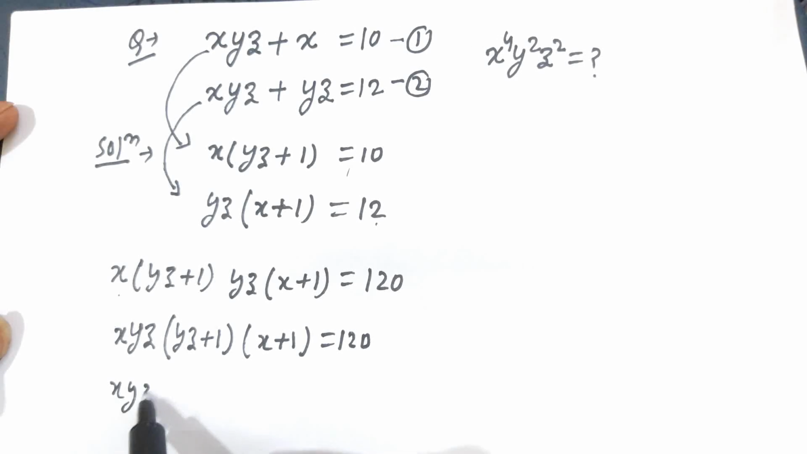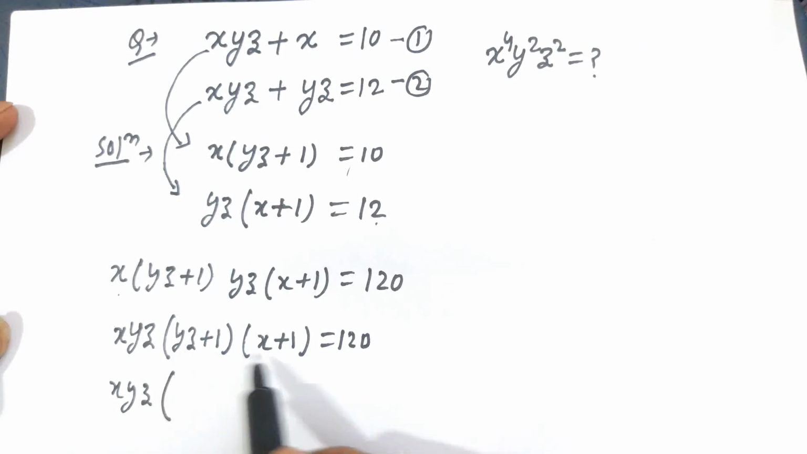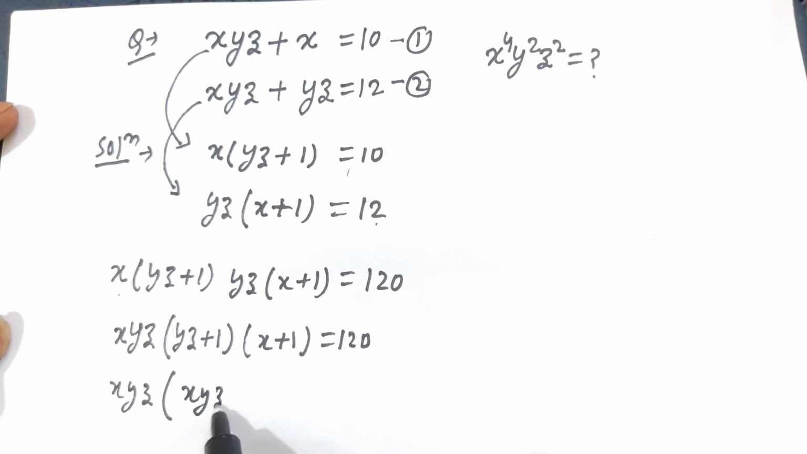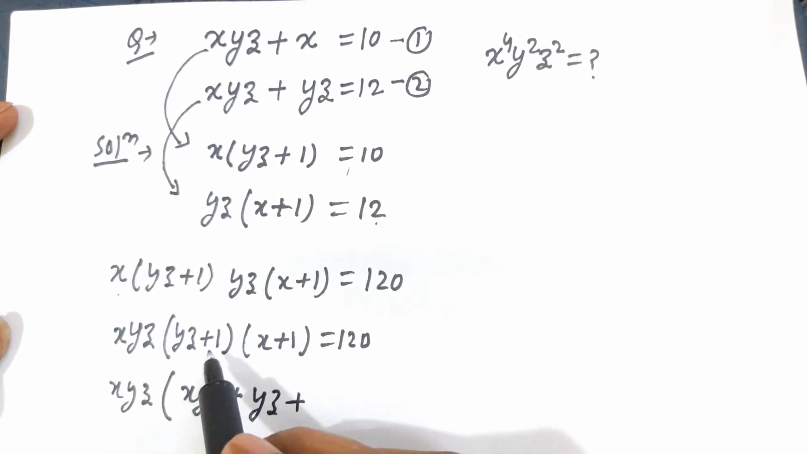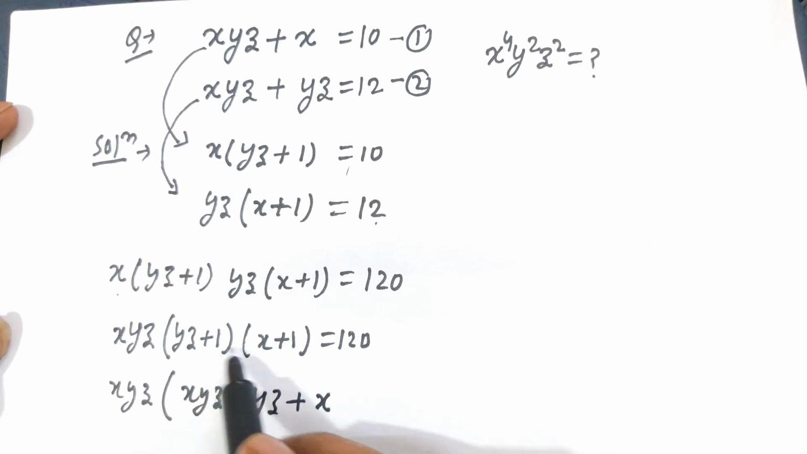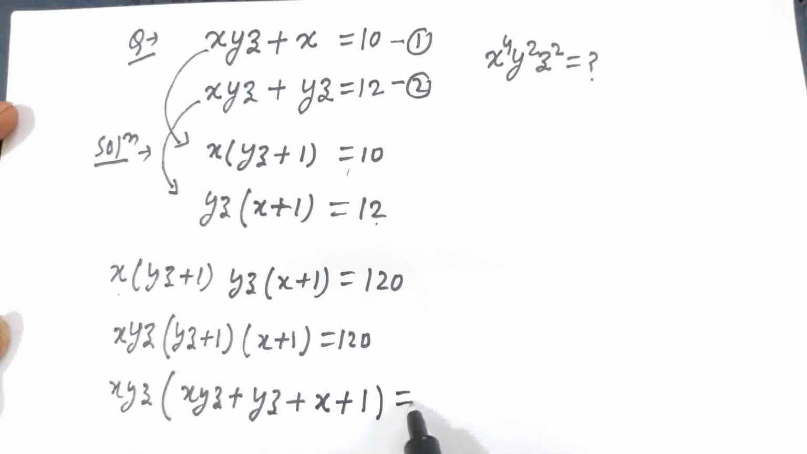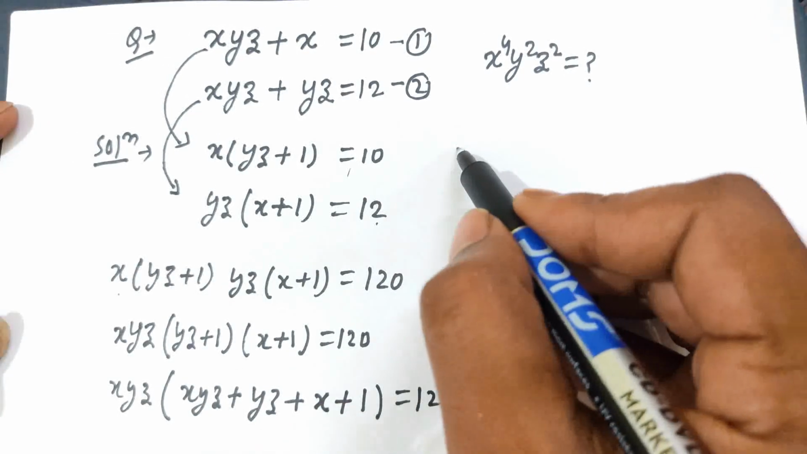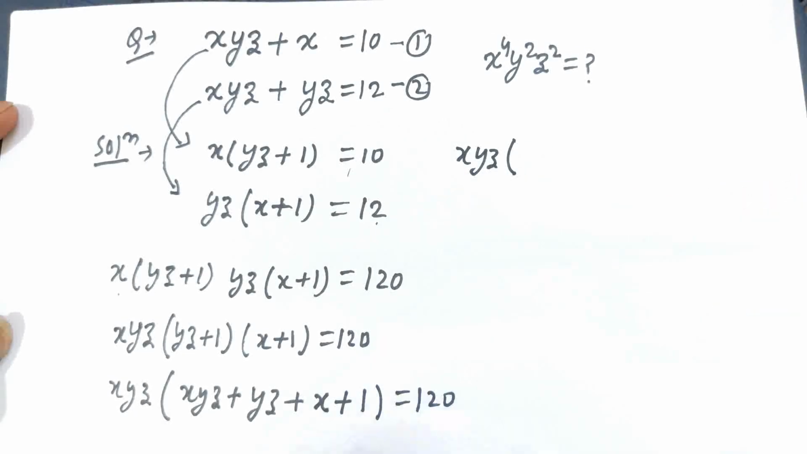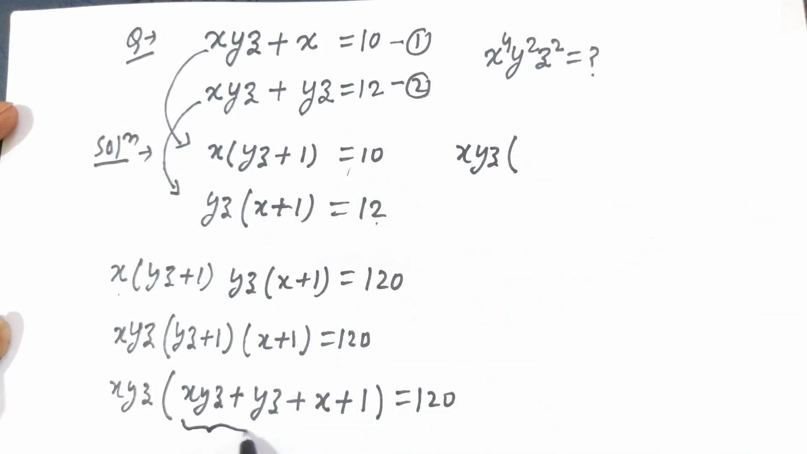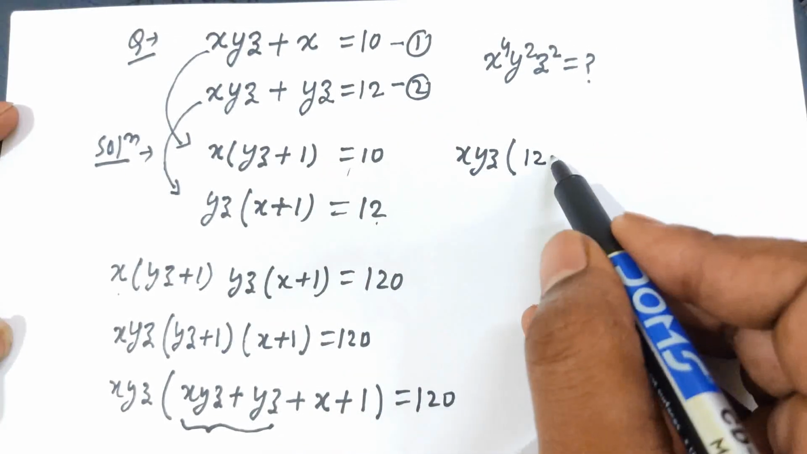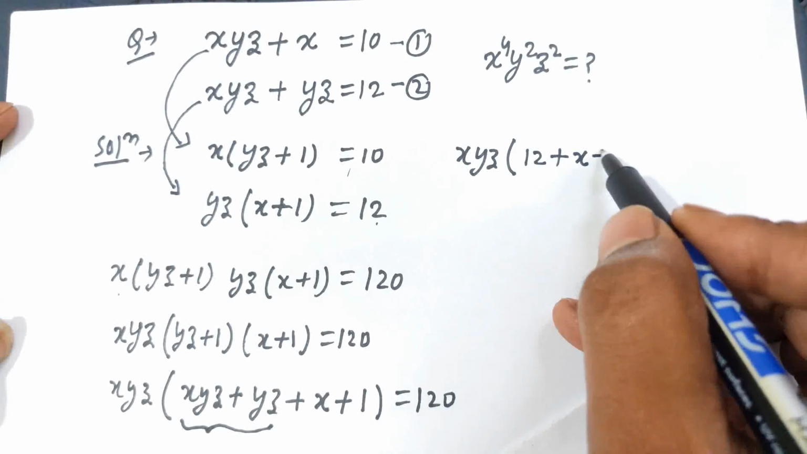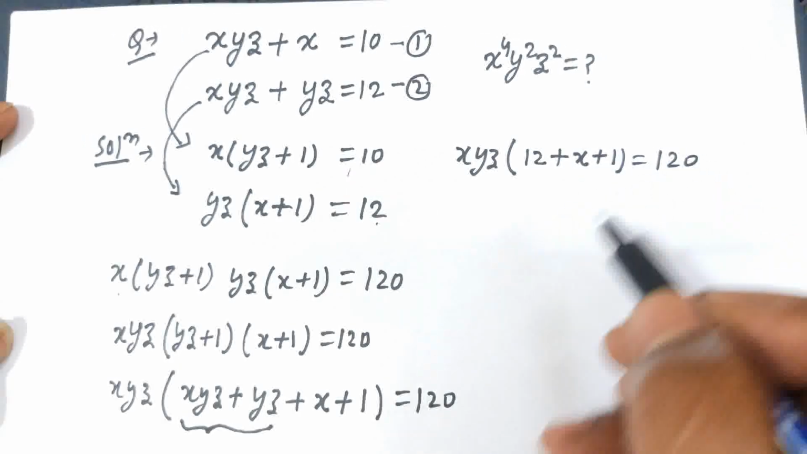Here x times y times z: this y times z is multiplied by x, then we get x times y times z, plus y times z is multiplied by 1, then we get y times z, plus 1 is multiplied by x, then we get x, and 1 is multiplied by 1, then we get 1, and this is equal to 120. Now this expression, look carefully, x times y times z plus y times z, that is 12. So this is replaced by 12 plus x plus 1, and this is equal to 120.